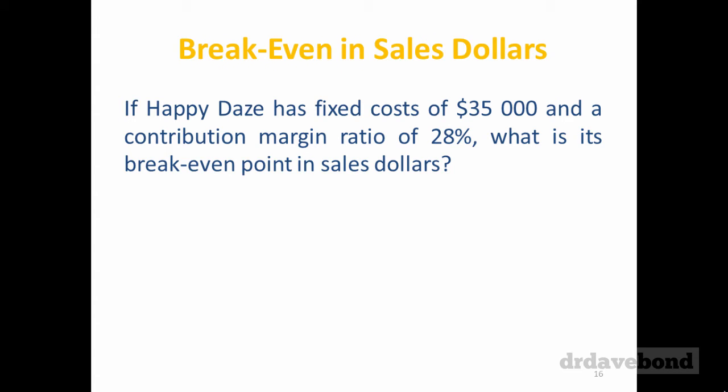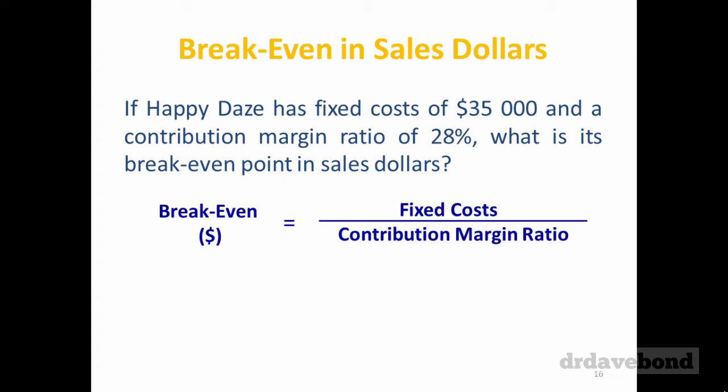If we wanted that in sales dollars, you divide 35,000 by the contribution margin ratio of 28%, which gives you 125,000. You could do it that way, or you could take the 10,000 units that you need, multiply it by the $12.50 price, and that will give you 125,000. Either way will get you the same thing.